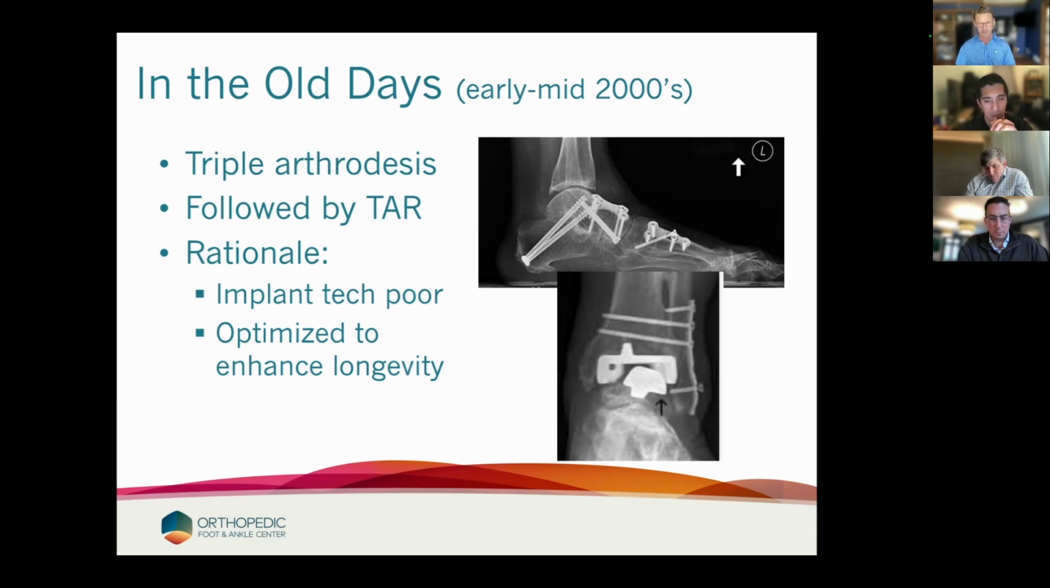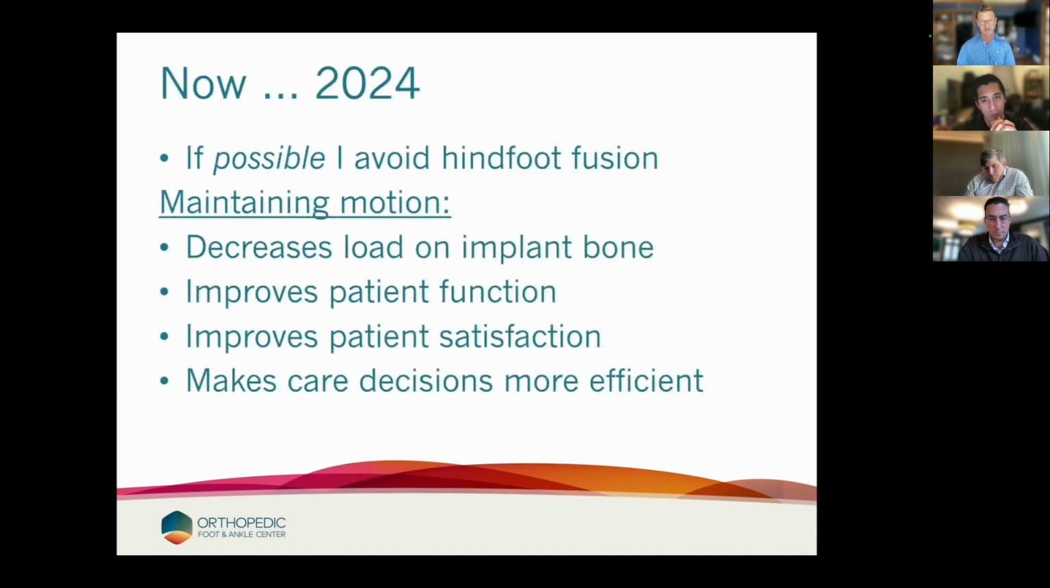At least that's what we thought. We thought we were optimizing to enhance longevity. Well, now in 2024, if at all possible, I avoid the hindfoot fusion. It's my opinion that if we maintain motion, it decreases load on the implant, it improves patient function, it improves patient satisfaction, and it makes care decisions much more efficient when you're not doing all that extra surgery.